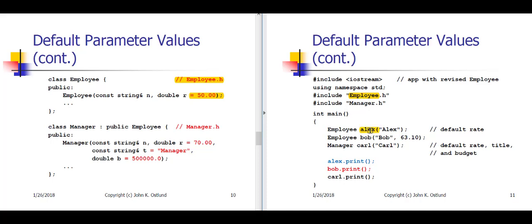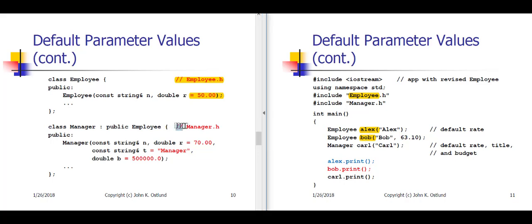In this program, if I declare Alex as an employee object, I have to specify the name. So here I've specified Alex, the string literal, which will automatically be converted into a string class object. I have not specified a rate for Alex though, so Alex is going to end up with a rate of 50 by default. In the case of Bob, which is another employee object, I have specified both the name and a special rate of 63.1. So in this case, Bob's rate is set to 63.1 and the default value of 50 is ignored.